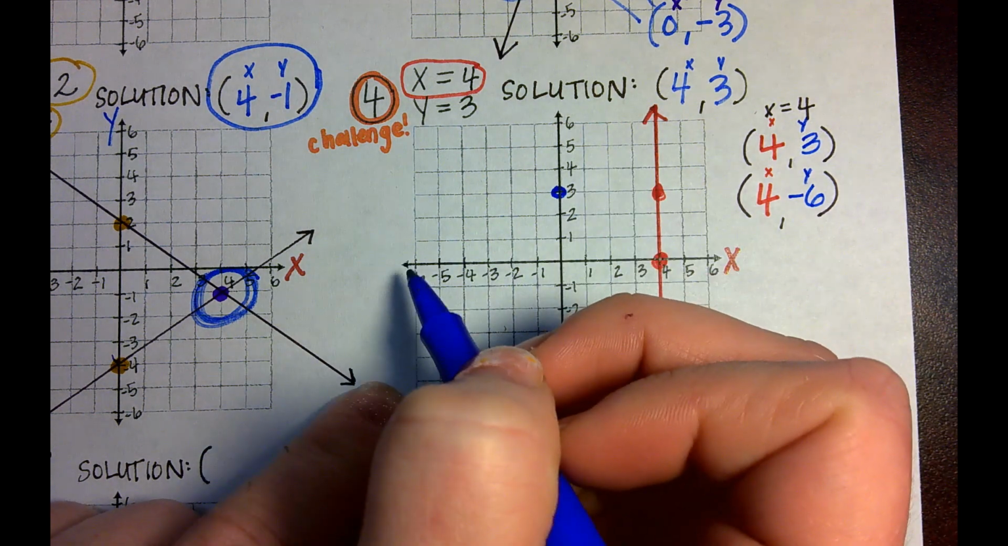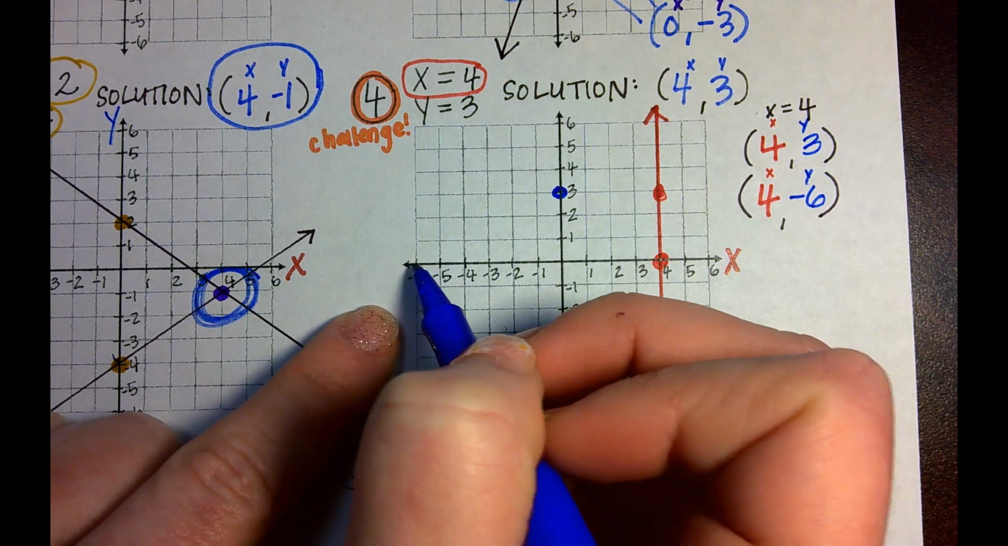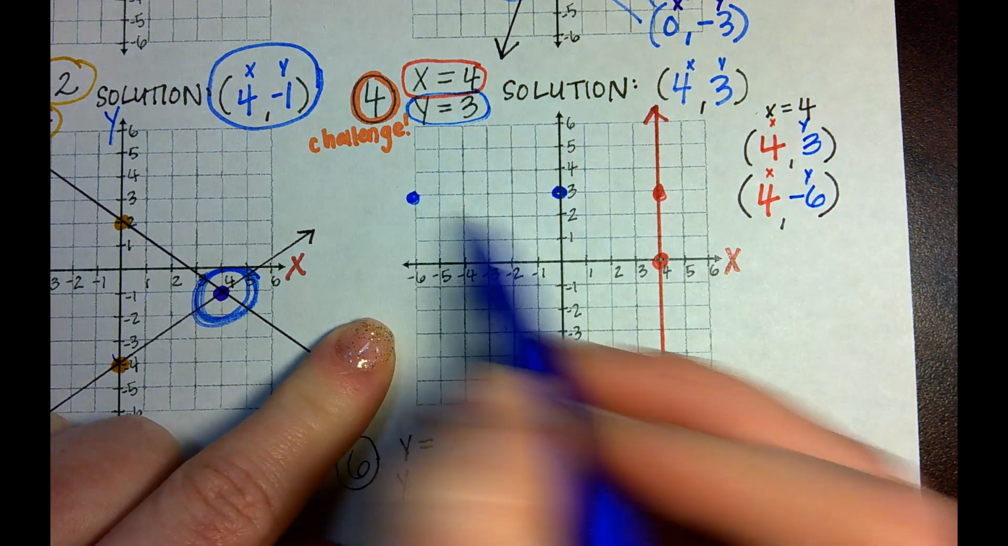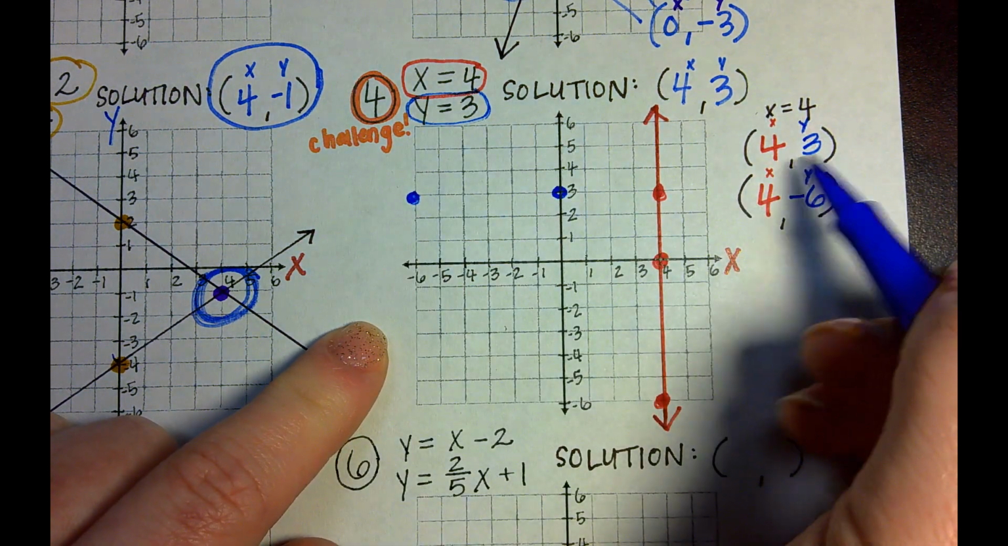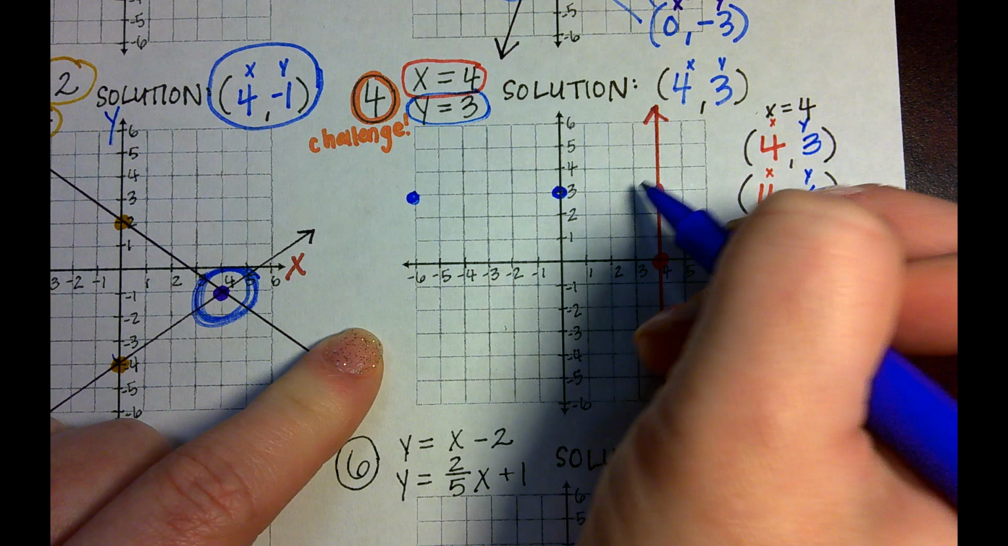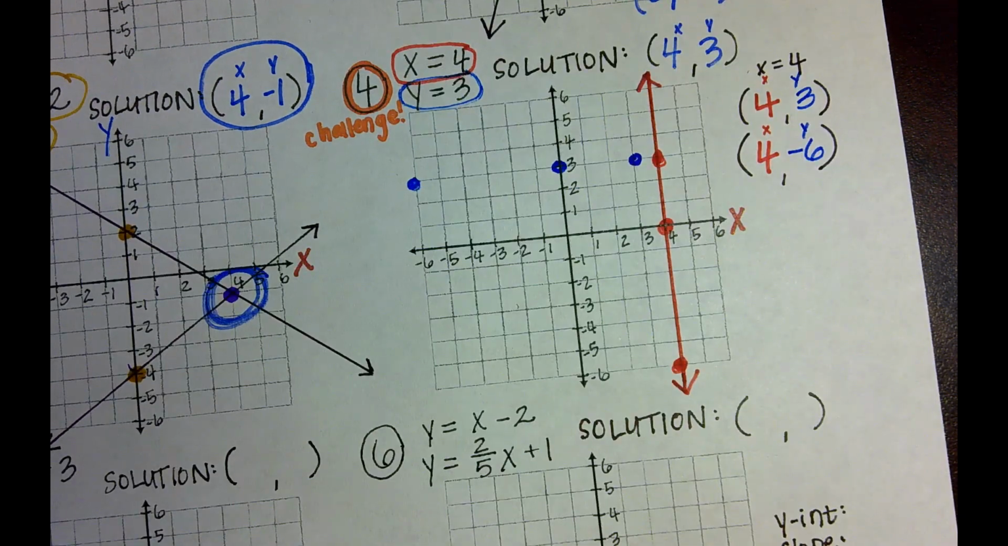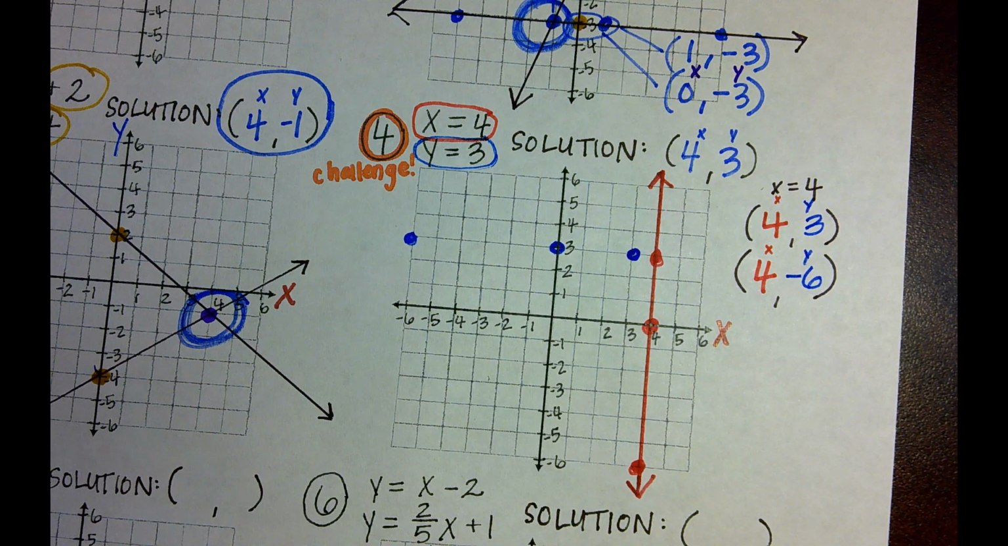Negative 6 for x. Okay, perfect. So if my x is negative 6, my y is still 3. And I'll do the same points. If my x is 3, my y is still 3. And here, I can write those points out if that's helpful.